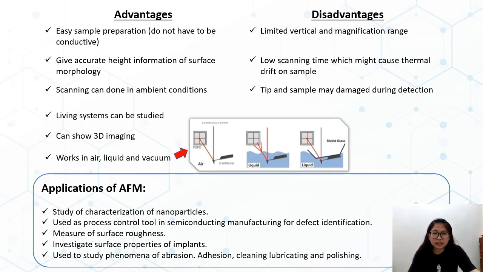The disadvantage of AFM is that it has a limited scan range and magnification range. For example, if the sample is too rough with huge undulation, then the AFM may not function properly. AFM also has a slow scanning time, which might cause thermal drift on the sample. Tip and sample may also be damaged during detection.